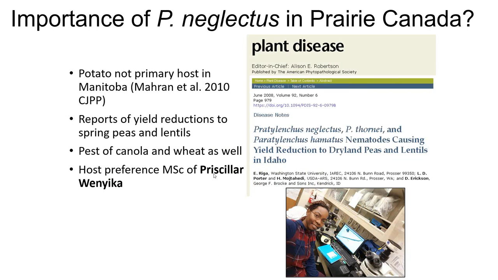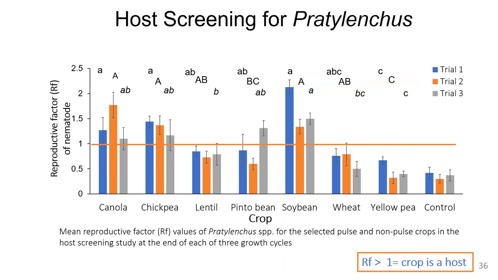So I had a student, Prisilar, under the project to examine this in more detail, to find out, is it a problem on the prairies? This is just one example of a study that she's recently completed, where she grew canola, chickpea, lentil, pinto beans, soybean, wheat, yellow pea, and a control with no plant, and looked at how the nematode reproduced. If these bars are above one, then it reproduced and increased its population numbers. If the bars are below one, that means the nematode, in effect, was dying and did not reproduce. So what do we find here? Well, there's really only three crops, canola, chickpea, and soybean, that this lesion nematode on the prairies seems to be able to reproduce on, and particularly it seems to like soybean much more than chickpea or canola.